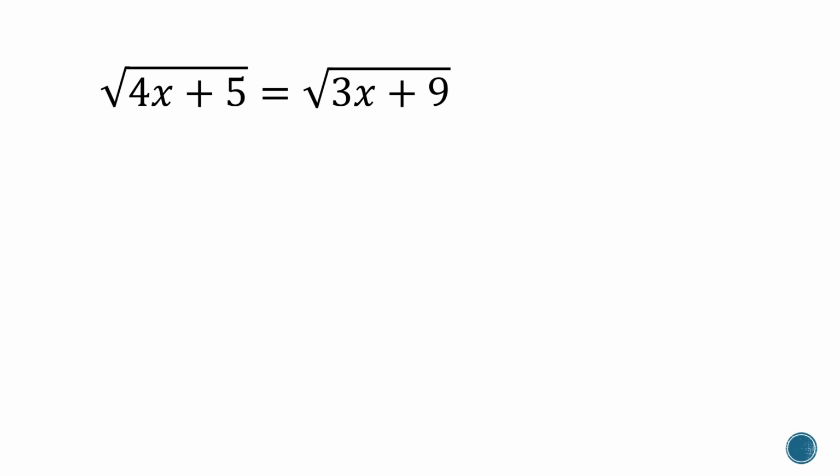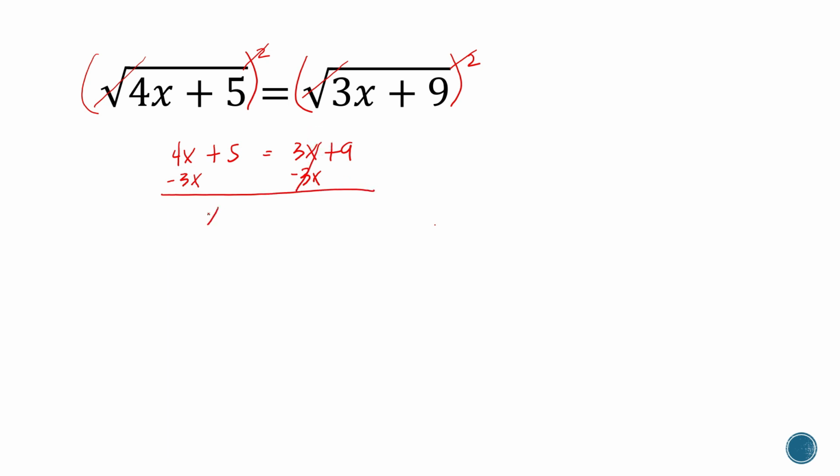Now here, both sides of the equation have square roots, or they have radicals. So we just need to square both sides, get rid of that radical sign. That will leave us 4x plus 5 equals 3x plus 9. Let's deal with the variable first. So I'm going to subtract 3x on both sides. This will be x plus 5 equals 9. Next would be subtract 5 on both sides. Therefore, the answer will be positive 4.